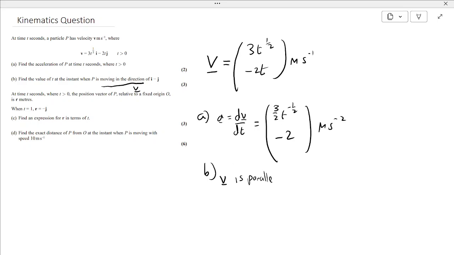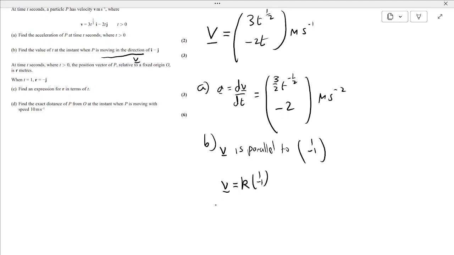Okay, so velocity is not necessarily equal to i minus j. Again, I'm not going to write i minus j as i minus j. I'm going to write it as 1, negative 1. It's parallel to that. It could be 10, negative 10, 5, negative 5, whatever, right? Parallel to, in terms of vectors, just means some multiple of. So velocity is some multiple, I'll call it k, of 1, negative 1. In this case, velocity was 3t to the half, negative 2t, right? So 3t to the 1 half, negative 2t is some multiple of 1, negative 1.